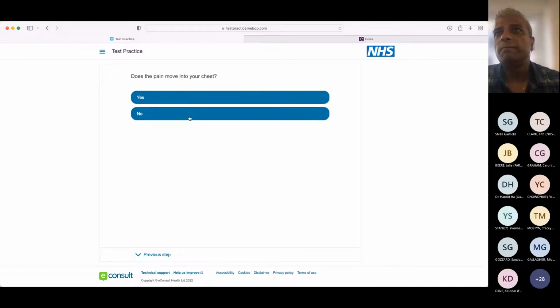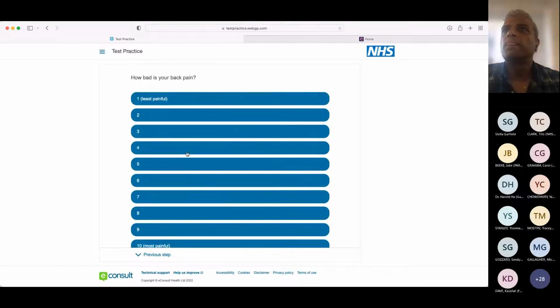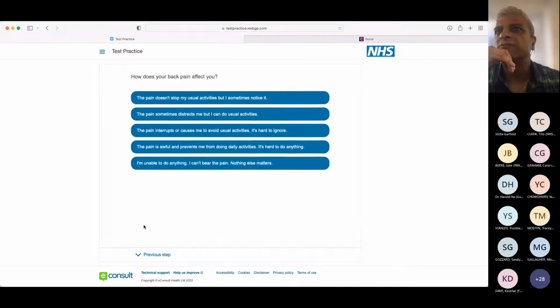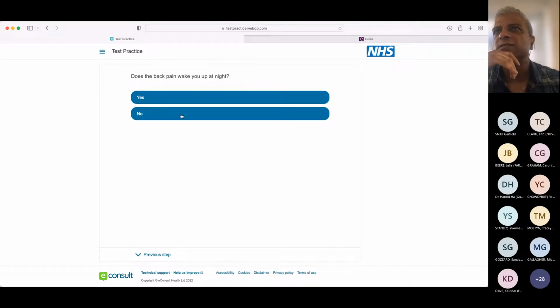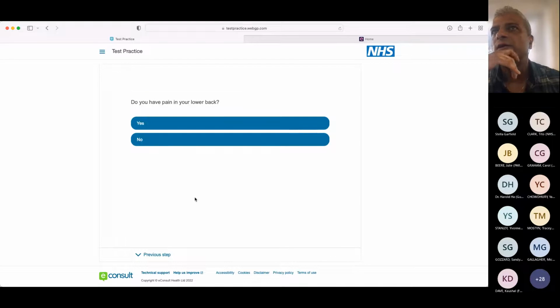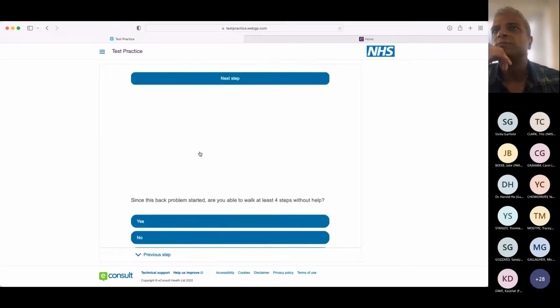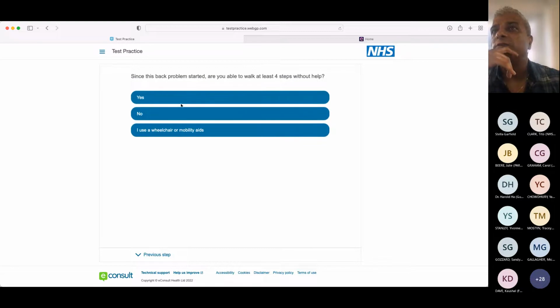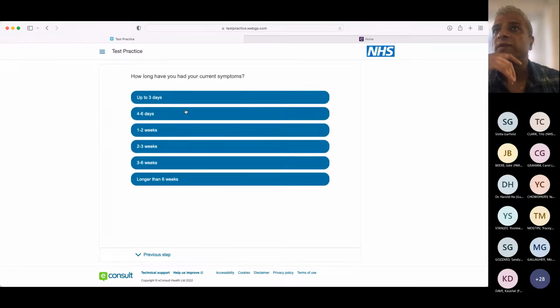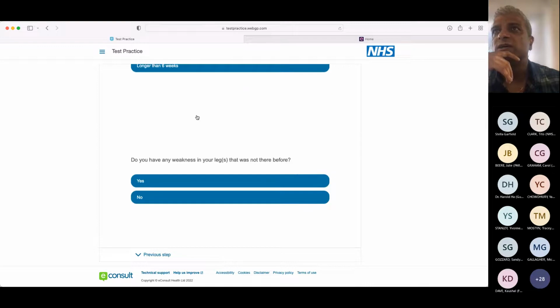No, no. Say moderate back pain, so I'll give myself a pain score of 5. It distracts me, but I can carry on usual activities. It doesn't keep me awake at night. I didn't injure my back. I've not got pain in my lower back. Again, just for the pretext, I just put in test. Am I able to walk 4 steps? Yes. How long have I had the current symptoms? I'll advise 4 to 6 days.